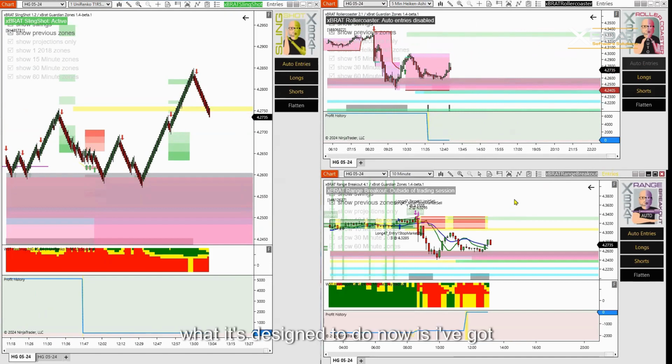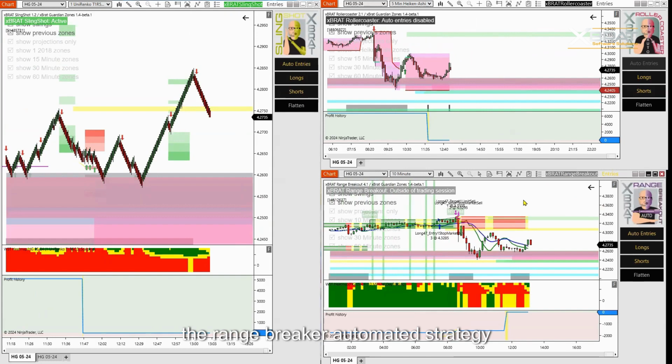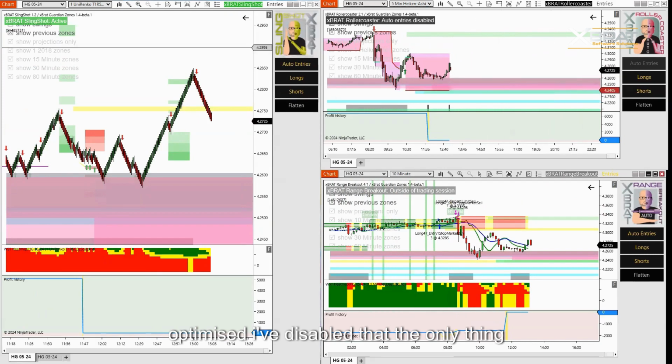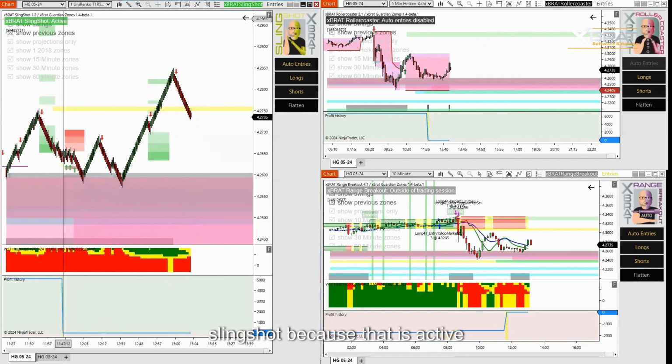We are not going to get a roller coaster entry right now, so I can disable that. So what it's designed to do now is I've got the range breakout automated strategy builder. It's out of the session. It's not trading because we've optimized. I've disabled that. The only thing on HG I'm interested in right now is the Slingshot because that is active.